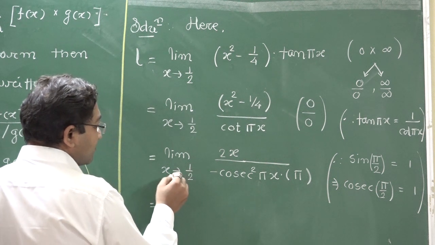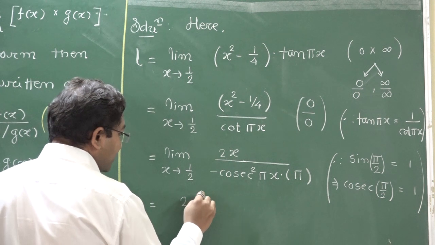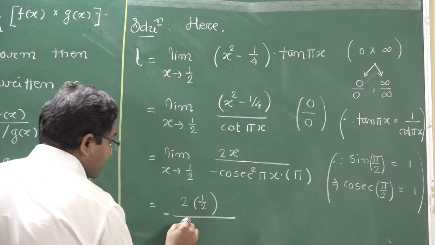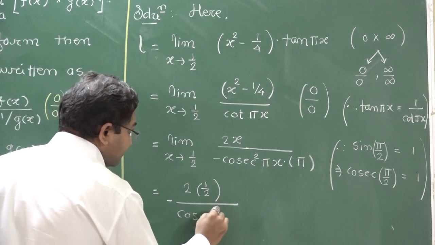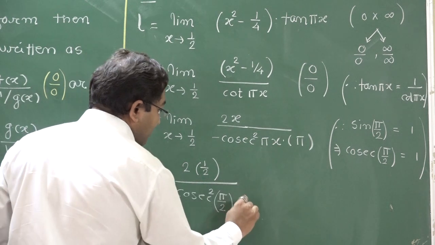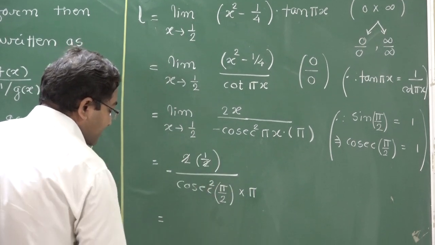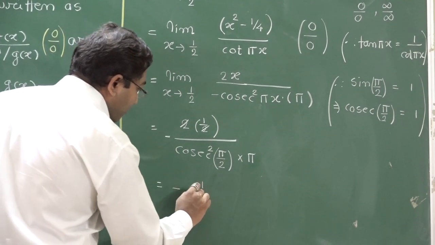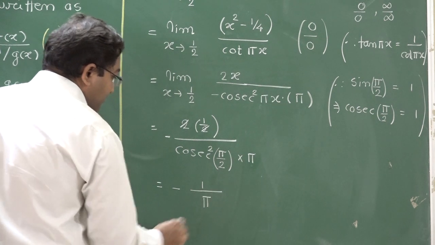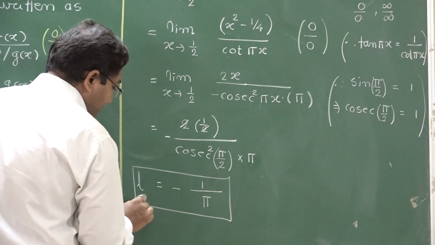So directly we substitute x equal to 1 by 2 in this fraction. So 2 into 1 by 2 in the numerator, and in the denominator minus cosec square pi by 2 cross pi. Hence the 2 will cancel out, so that is minus 1 upon cosec square pi by 2, which is 1, 1 into pi is pi. So minus 1 upon pi is the limit of the given function.